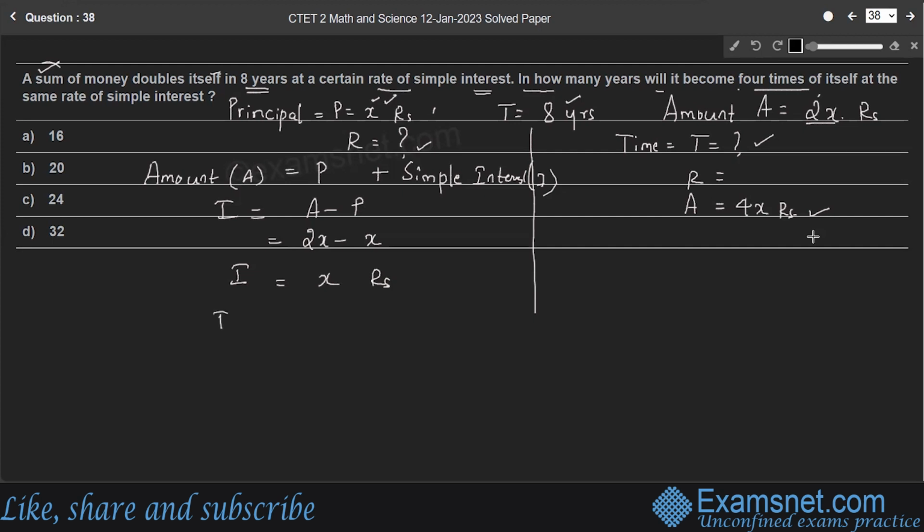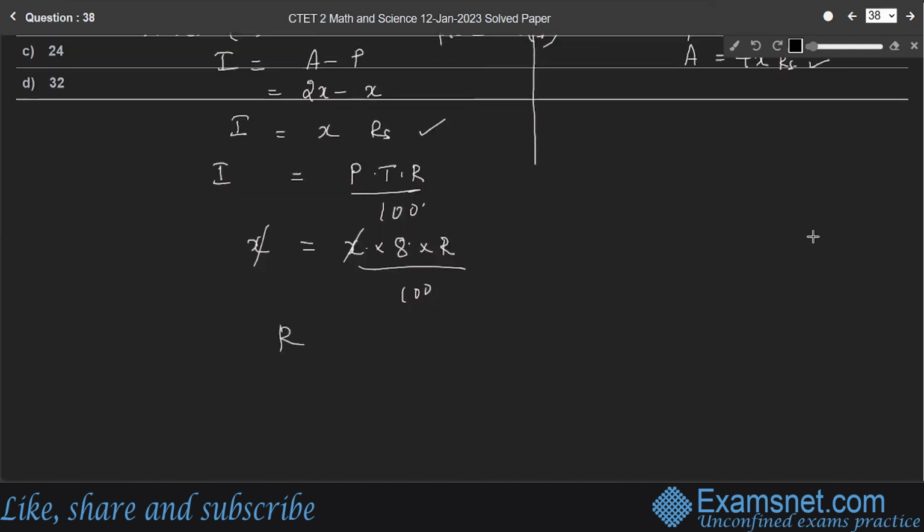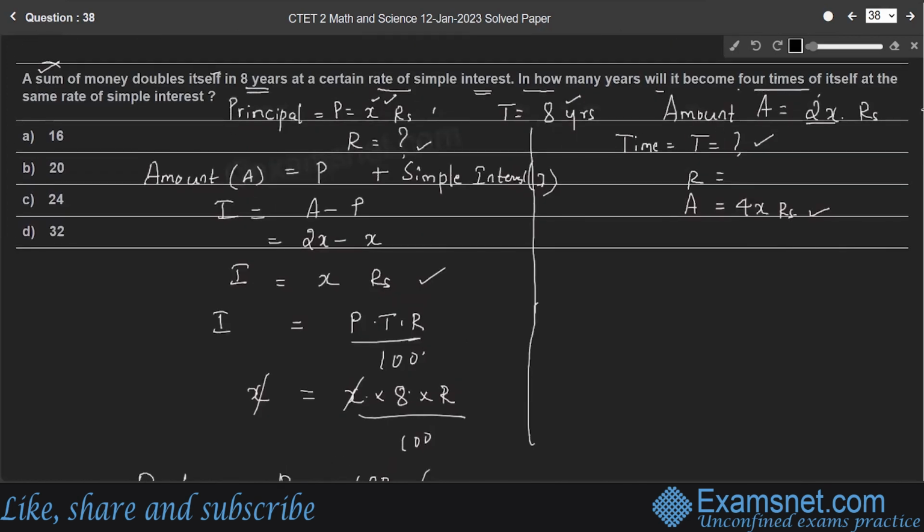So at what rate of interest we have received 2x rupees, that we need to find. We know that simple interest I is principal into time into rate of interest by 100. Using this formula, here I is x rupees, so x rupees is equal to principal x rupees into time 8 years into R by 100. We can cancel x and x. Therefore, we have R as 100 by 8 percent. So the rate of interest is 100 by 8 percent.